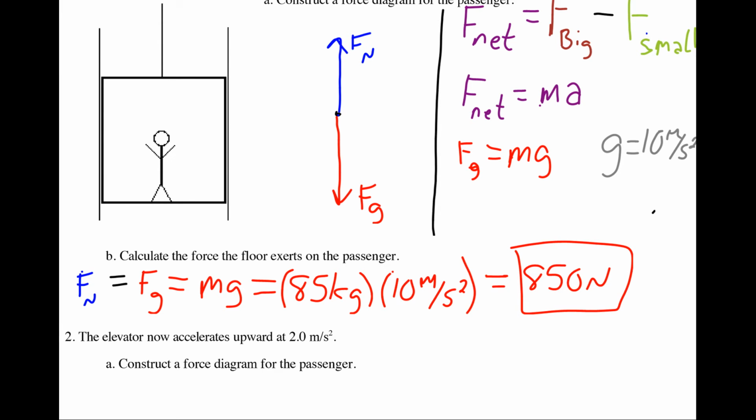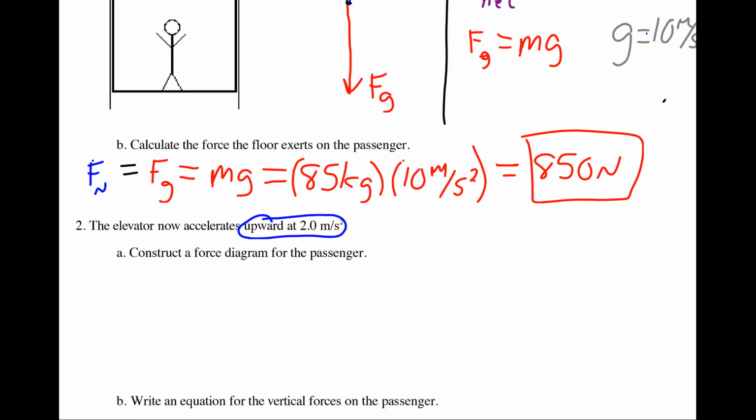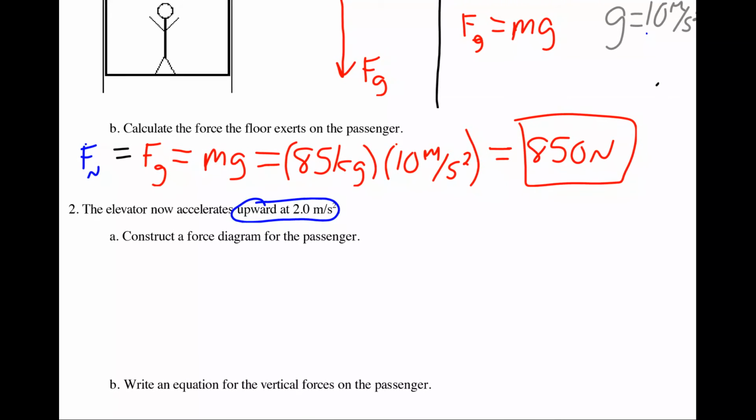Now the elevator accelerates upward at 2 meters per second squared. So here's the key thing right here, upwards at 2 meters per second squared. What does that mean? That means that one of our forces is bigger than the other now. Since we're going upward, the upward force is bigger than the downward force. And the upward force in our problem is created by the normal force. So we want to make sure we draw our normal force going up, and that's going to be bigger than our gravitational force going down. It's just a little bit bigger, but it's still bigger.